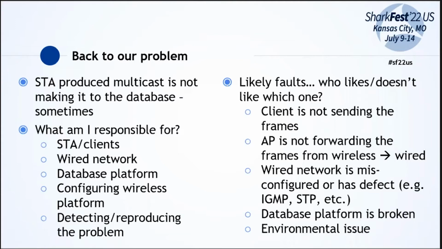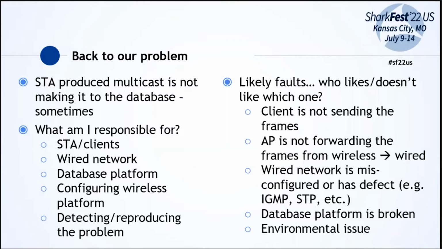The station clients, because I work for that company. The wired network I set up, the database platform, we make that too, right? Configuring the wireless platform, I do that. Did I screw it up? Maybe, could be, right? Maybe that's why it's not working, is my mistake. And of course I have to detect or reproduce the problem. But again, in real life, different people would be responsible for different parts. And we get the usual, somebody else.